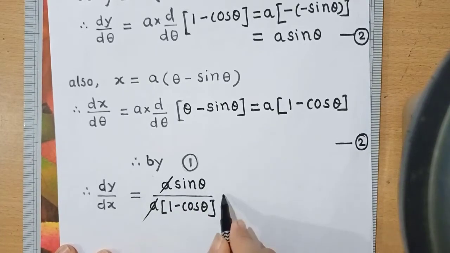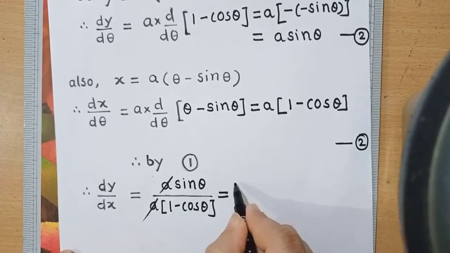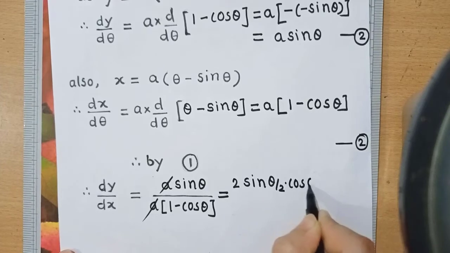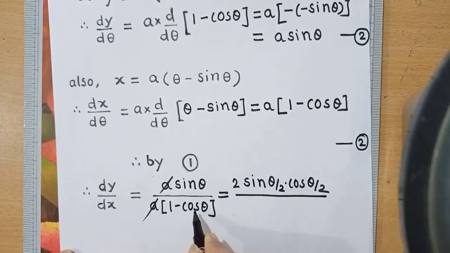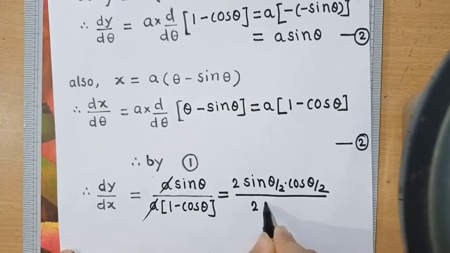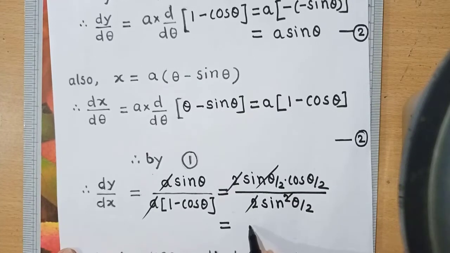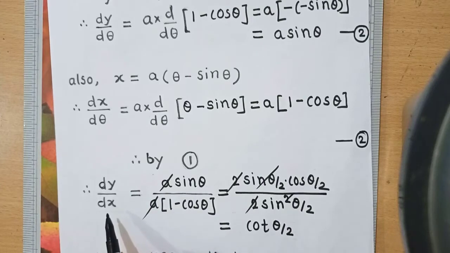A gets cancelled. Upside use the sin 2 theta formula, that is 2 sin theta by 2 into cos theta by 2, and here also by the cos 2 theta formula its value is 2 sin square theta by 2. So 2 gets cancelled, one sin theta by 2 gets cancelled. So cos theta by 2 upon sin theta by 2, that is equal to cot theta by 2, which is dy by dx.